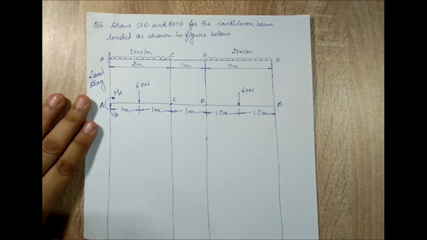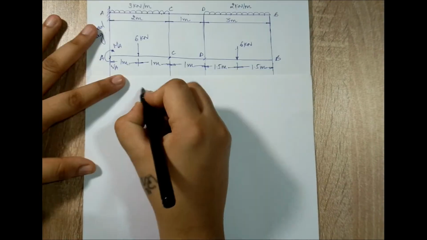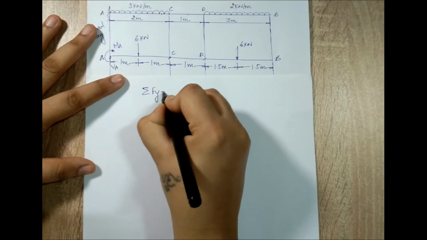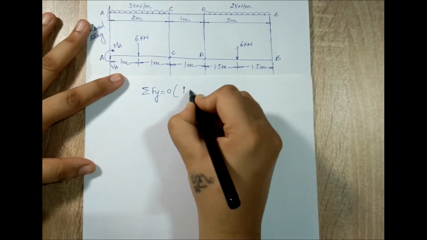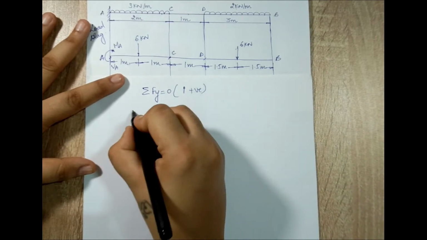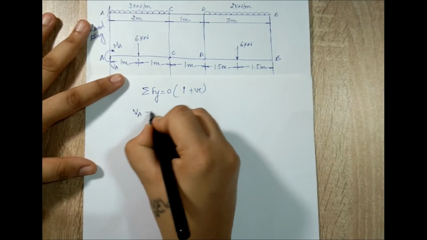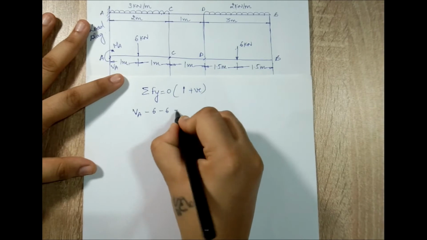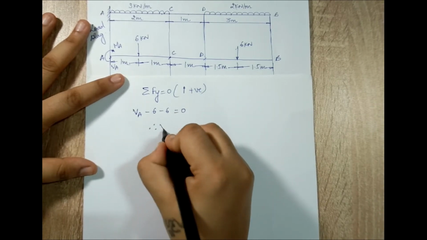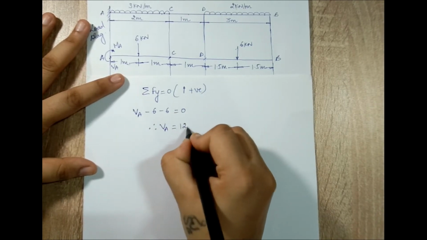Now I'll start with calculation of VA and MA. I'll start with summation of force in y direction is equal to 0. Any force in upward direction is positive. I have VA going upwards, minus 6, is equal to 0. So I have the value of VA as 12 kilonewton.